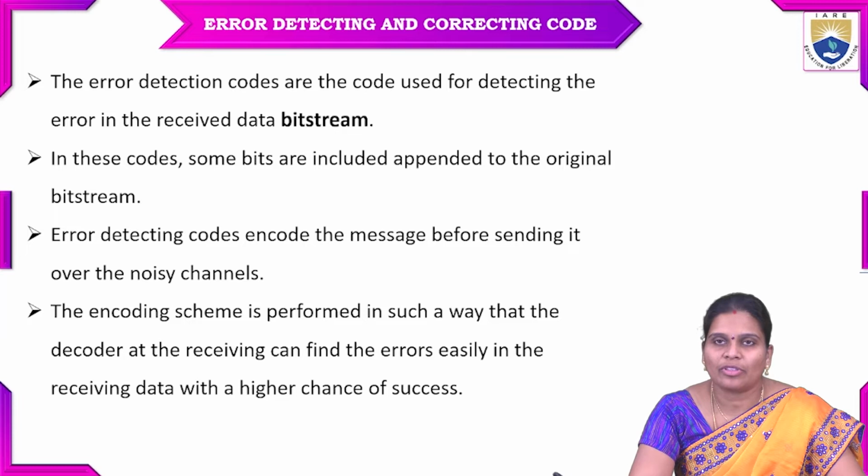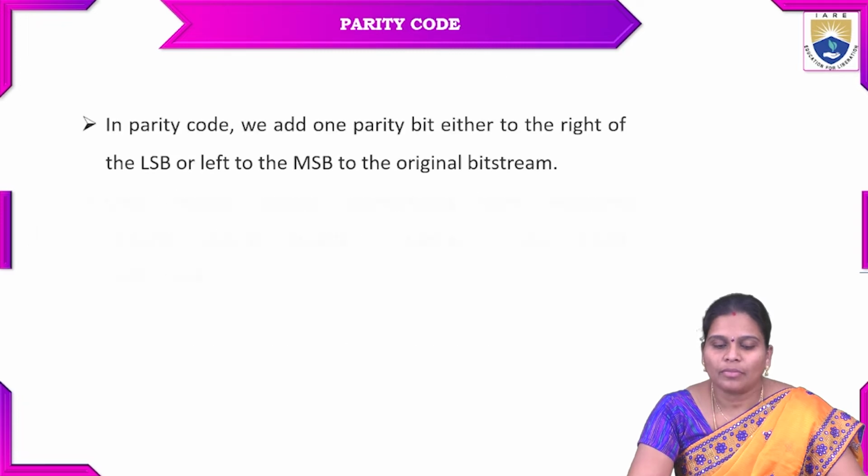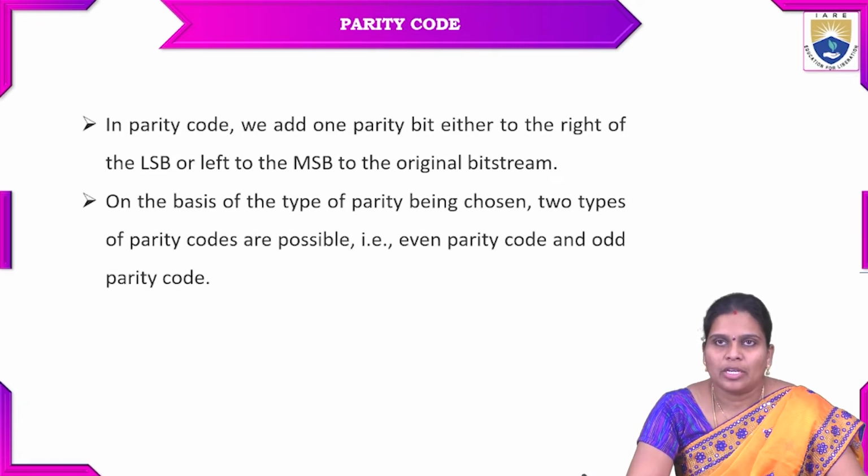The receiver receives that data, and depending on the parity, some clarity is there about the transmitted data. There is even parity and odd parity. So what is the parity bit? There are two types of parity bits: even parity and odd parity. Okay, so what is the parity code?